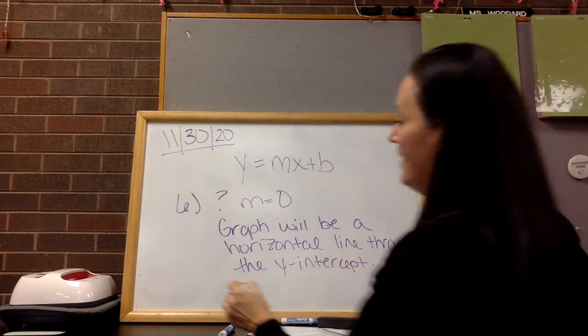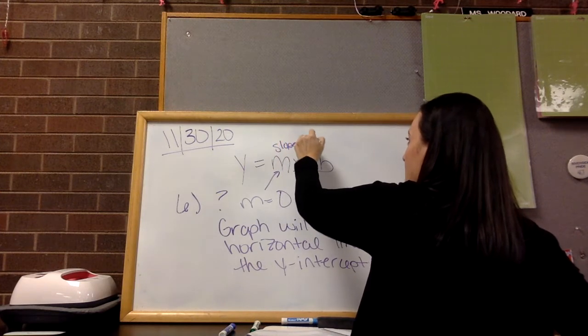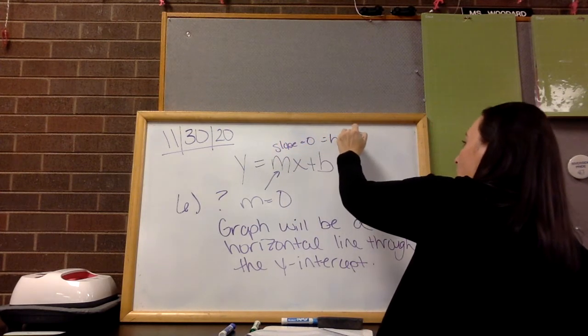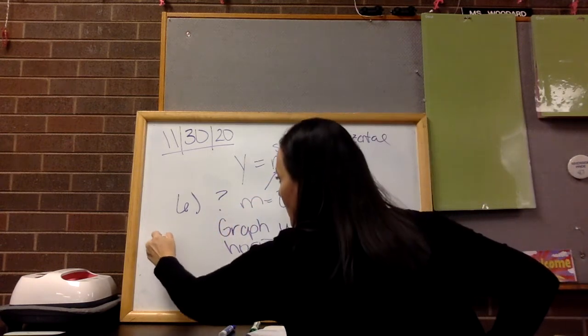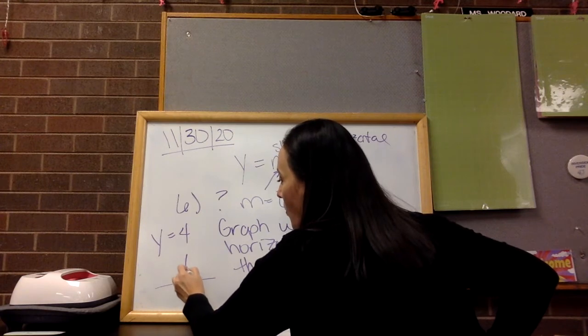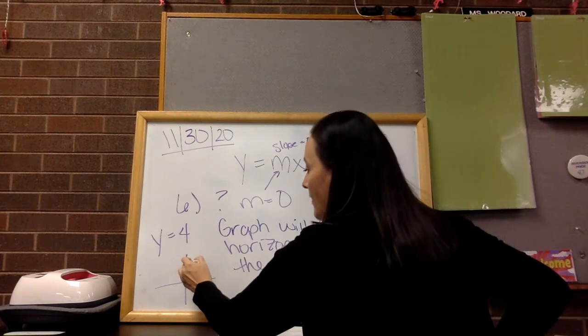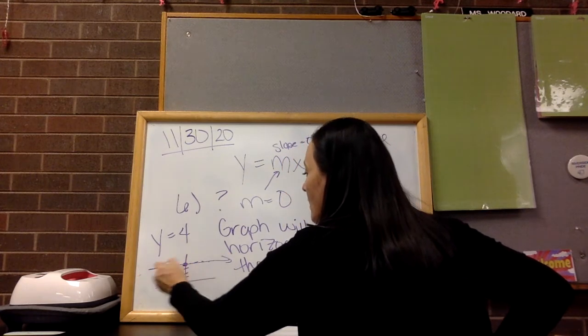So what you guys are looking at here is, remember that this is slope, right? So when the slope equals 0, you're talking about a horizontal line. That's what we just did. So when you got something like y equals 4, you're going to come up to 4. There's where it crosses the y-axis. And then remember that all of the points left and right are going to be this horizontal line.